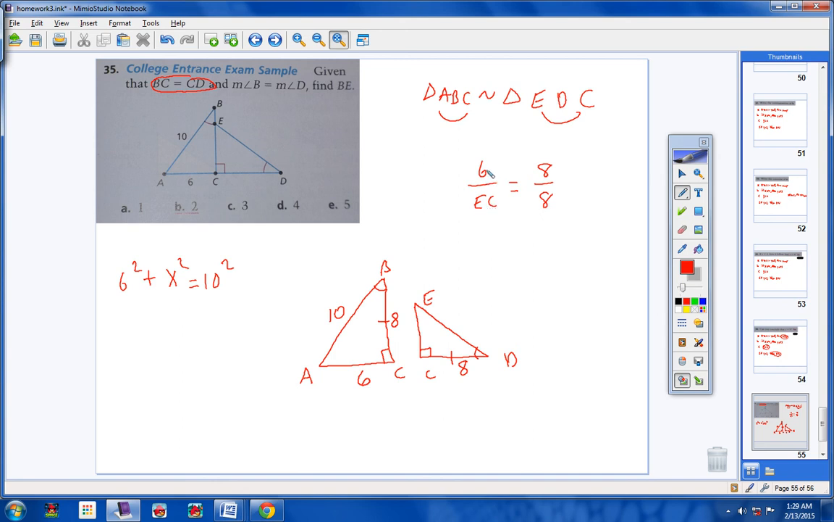Guys, look, 6 over something equals 8 over 8. Well, it's got to be 6 because 6 over 6 is 1. 8 over 8 is 1. 1 equals 1. Now, if you don't like that, then go ahead and cross multiply. It's fine. 8 times EC is 8EC, and 6 times 8 is 48, and now divide both sides by 8, and you'll get 6. So EC equals 6. I kind of guessed at that, and I was right. So if this whole length here is 8, and this much is 6, then this little bit up here has to be 2, so the answer is 2, okay?